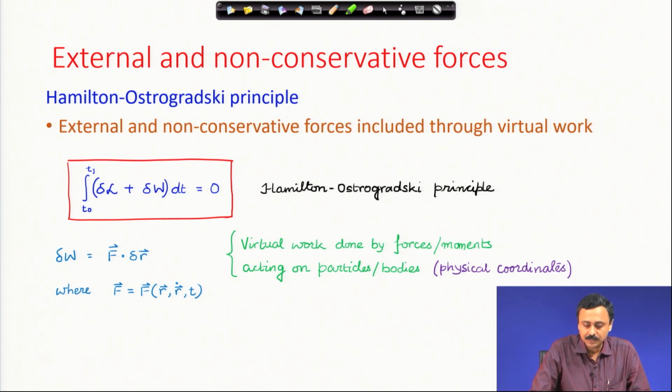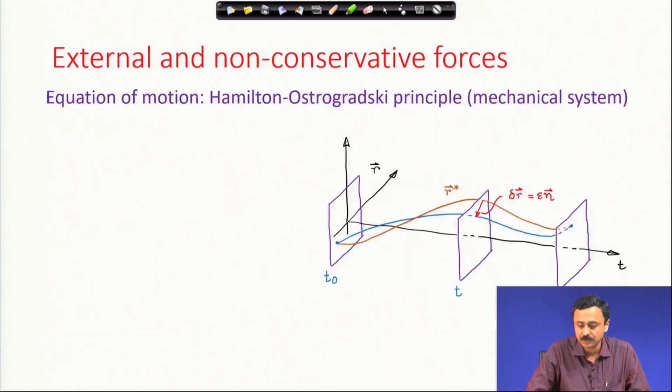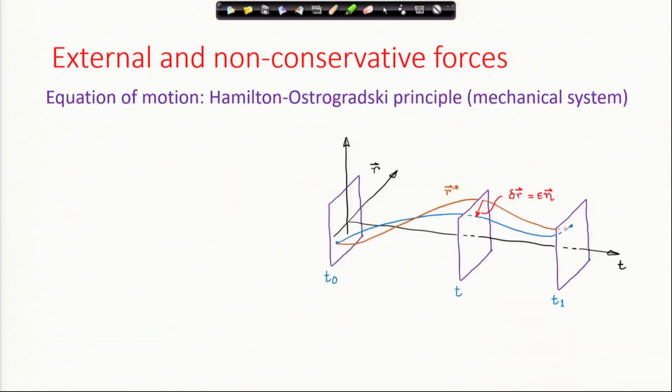As we discussed, this is virtual work done by the forces and moments acting on the particles or bodies, and usually, as we will discuss, these forces act on the physical coordinates. We are going to discuss this point. Now, how do we understand this virtual work? As I mentioned, this is not a variational principle. Let us now look at what is virtual work, how to understand virtual work.